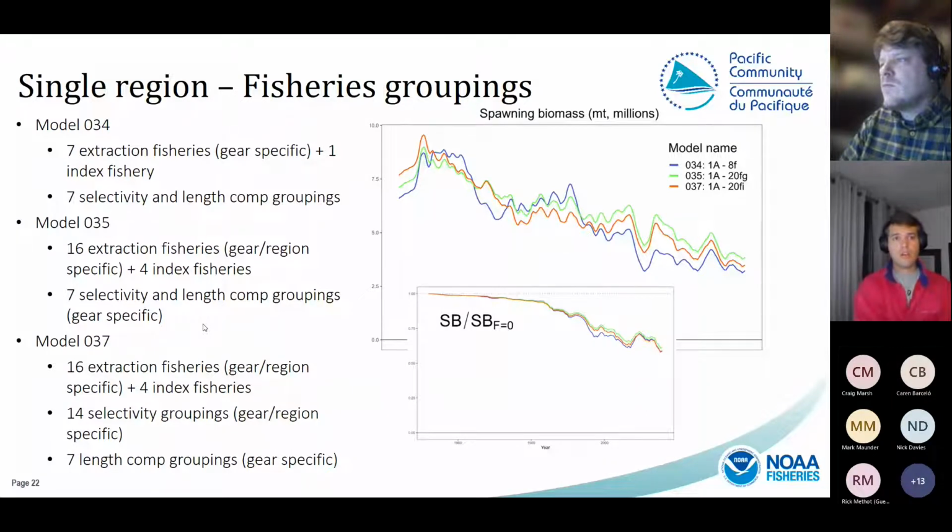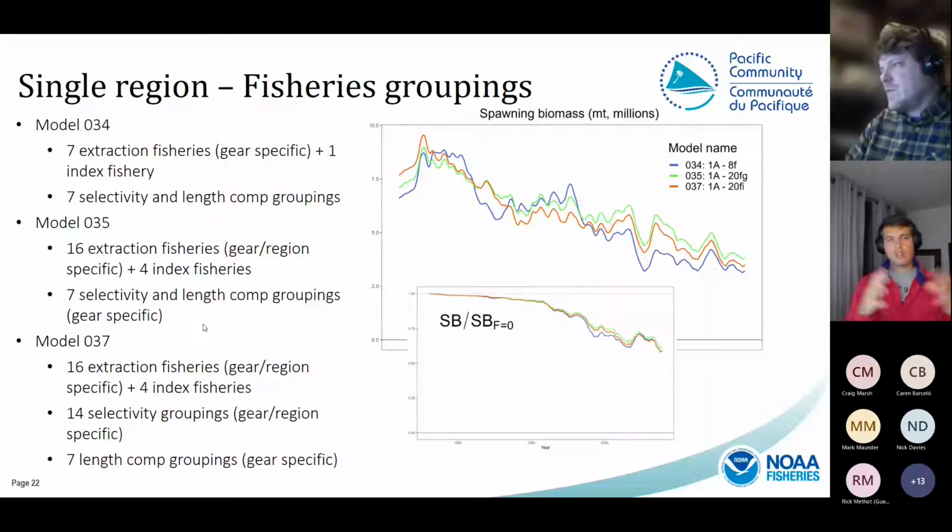Also looked at another formulation, kind of getting more towards Fleetz's areas with 16 extraction fisheries. So those are gear region specific. So that's when we're still working within a single region framework, we use the data set provided with the 4 region structure. So had 4 index fisheries there. But again, we had just the same 7 selectivity and length composition groupings that were gear specific that we saw before.